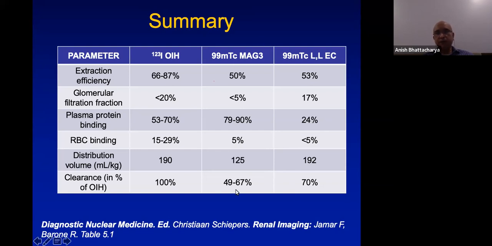It's also cheaper. MAG3 comes for about 6,000 rupees a vial. EC comes for about 1,000 rupees a vial. So it's one-sixth of the cost.